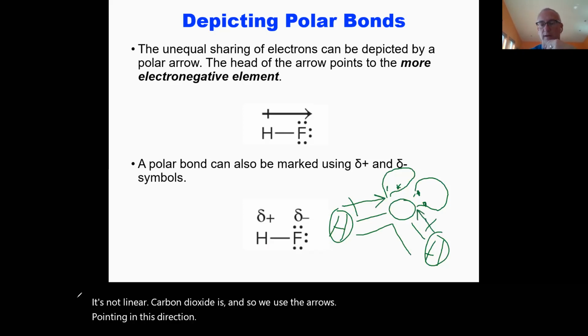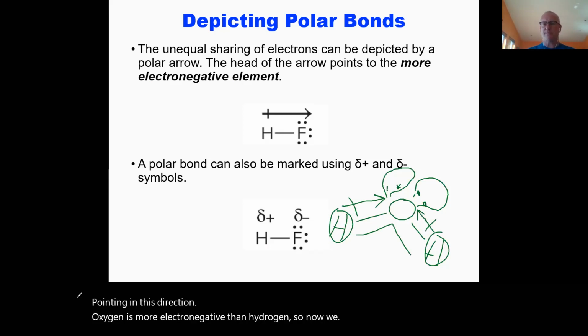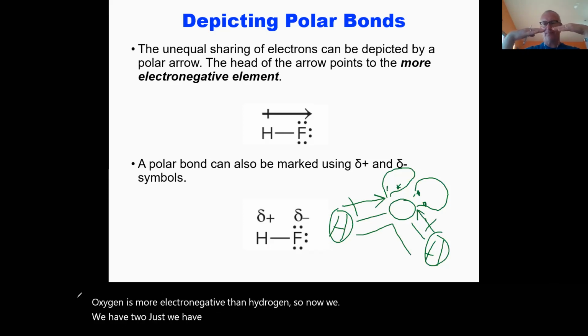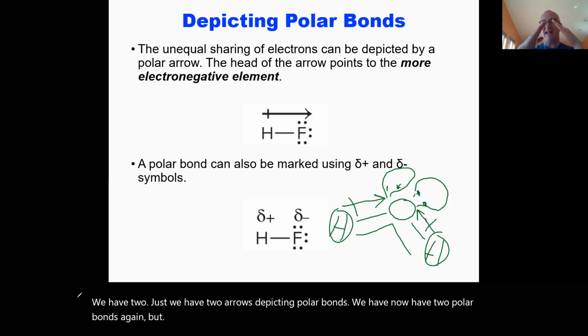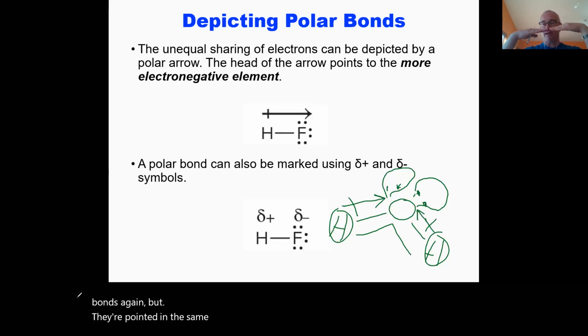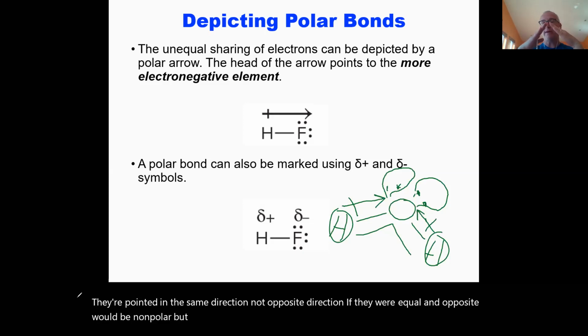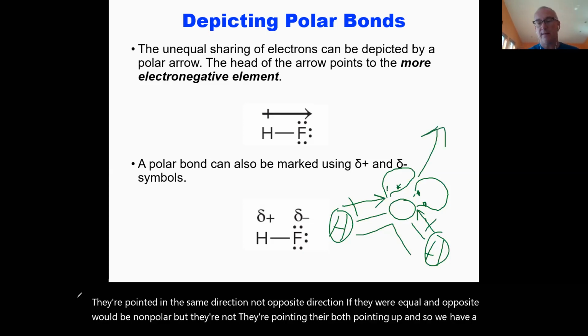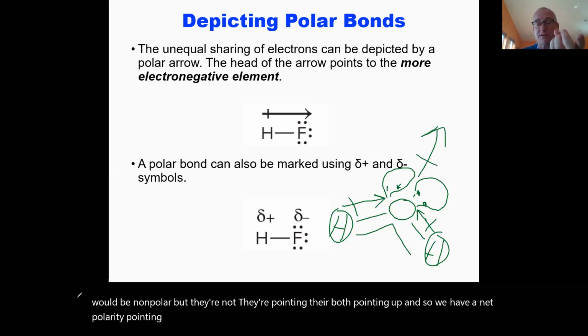So oxygen is more electronegative than hydrogen. So now we have two arrows depicting polar bonds. We now have 2 polar bonds again, but they're pointed in the same direction, not opposite direction. If they were equal and opposite, it would be nonpolar, but they're not. They're both pointing up. And so we have a net polarity pointing up. And so it's in those sort of situations where we prefer to have the arrows.